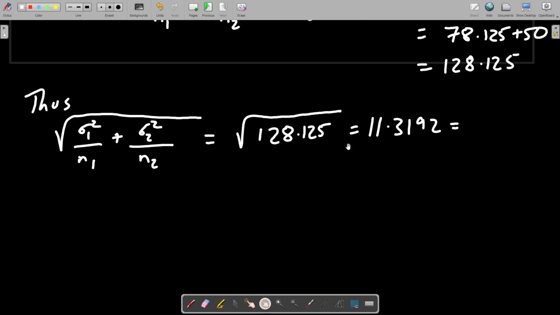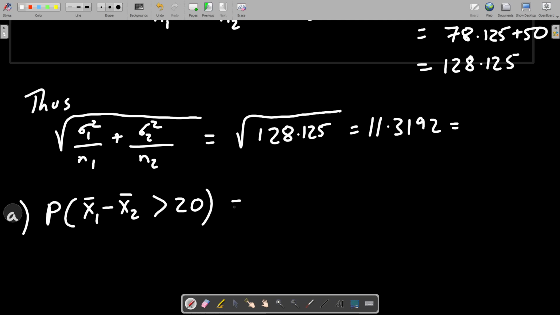So now the question is given as: what is the probability that... probability of x1... this is the probability of... this is the question.